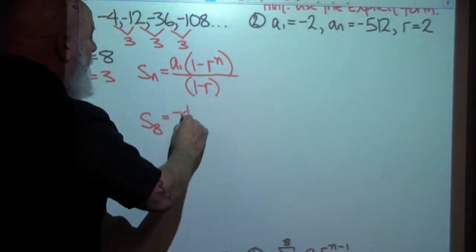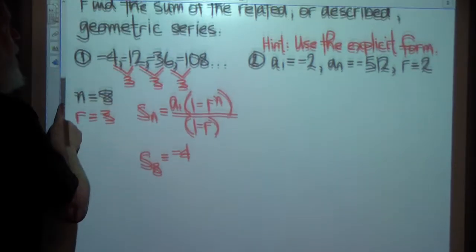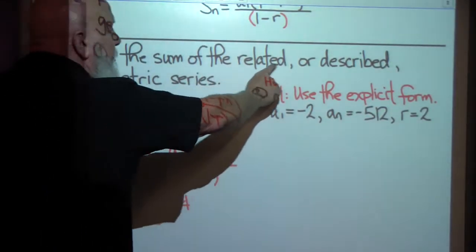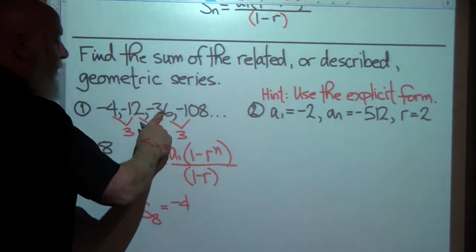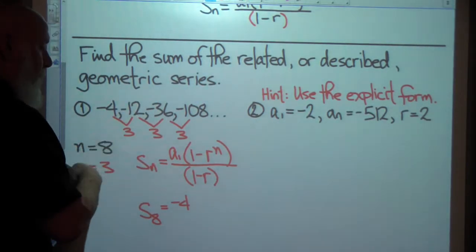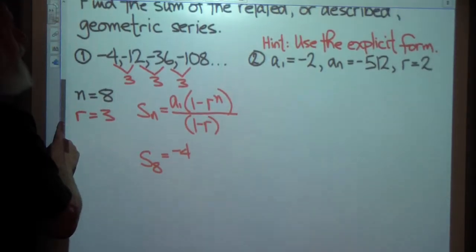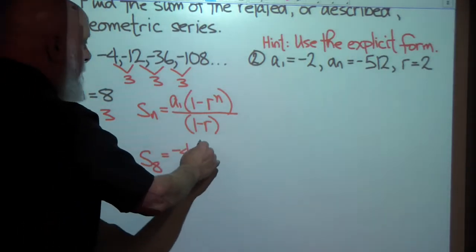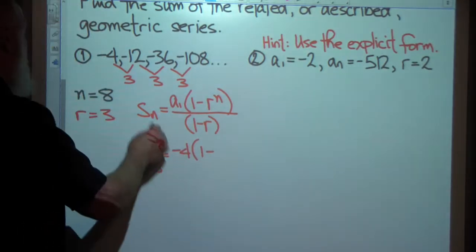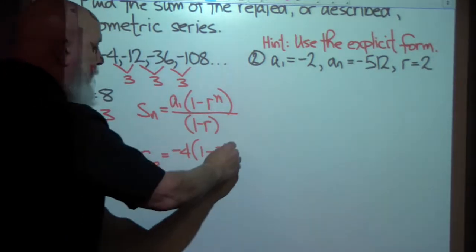4. This is a sequence, actually. We're finding the related series. Related means negative 4 plus negative 12 plus negative 36, so forth and so on. That's the related series. So I will try not to make the mistake of calling a series a sequence and vice versa. First term times 1 minus r, what do we find that to be? 3. To the n, that's the 8th term we're looking for.